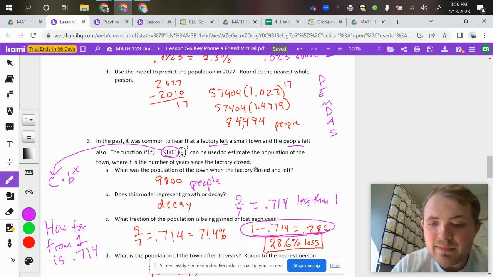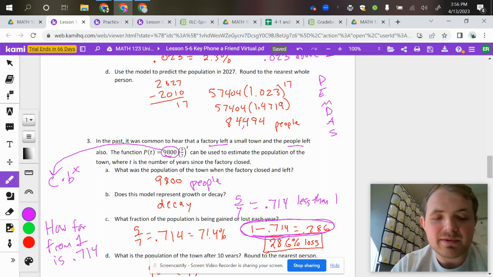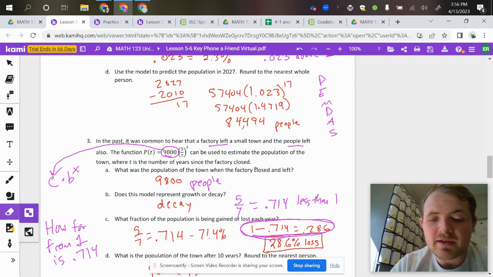Okay, so that's why in red over here, I took away 0.714 from 1 to get 0.286. So since it's 0.286 away from 1, that's how much was lost. It might be a little bit confusing to leave the 71.4%, so I'm going to delete that out of there.